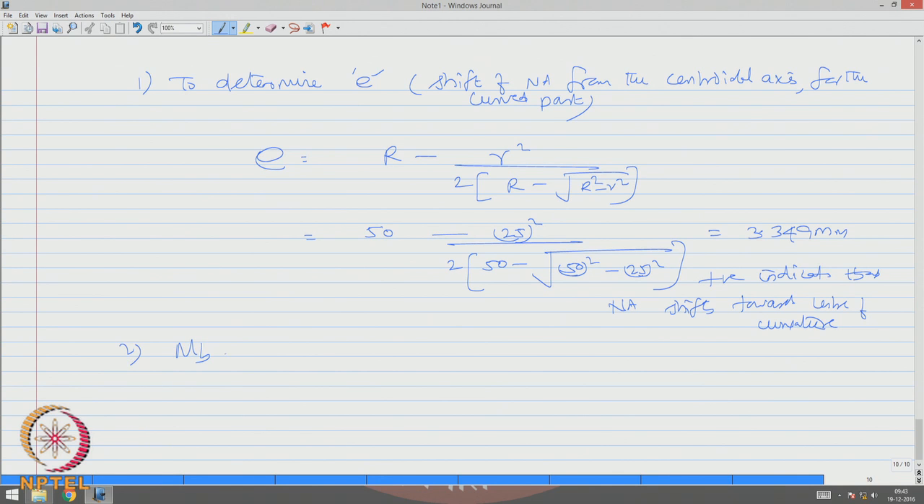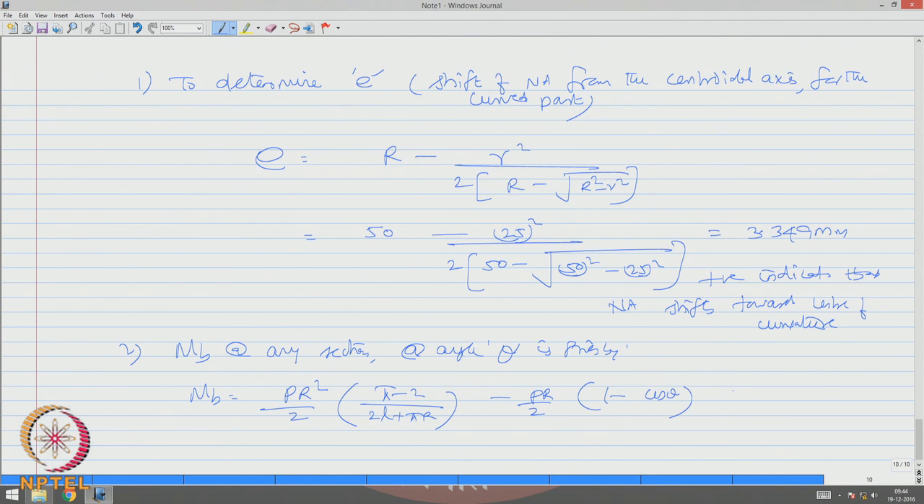MB at any section at an angle theta is given by MB is PR squared by 2 pi minus 2 2L plus pi r minus PR by 2 1 minus cos theta. We already derived this equation.